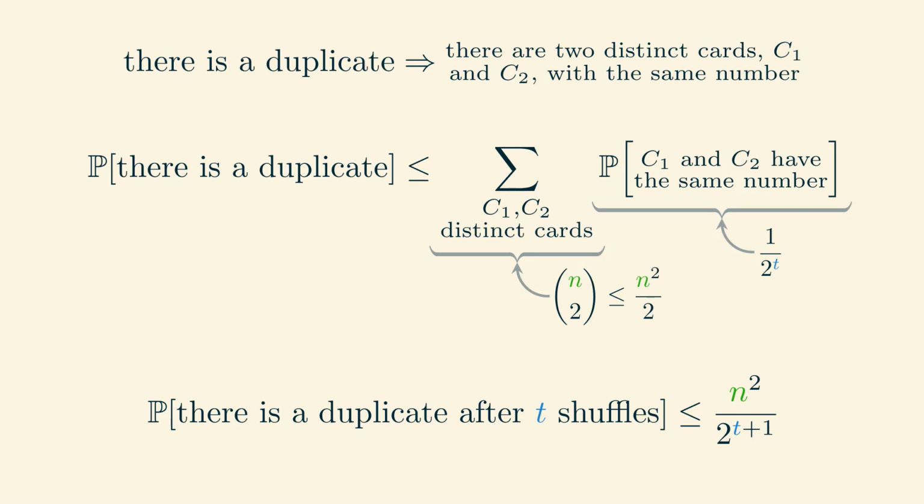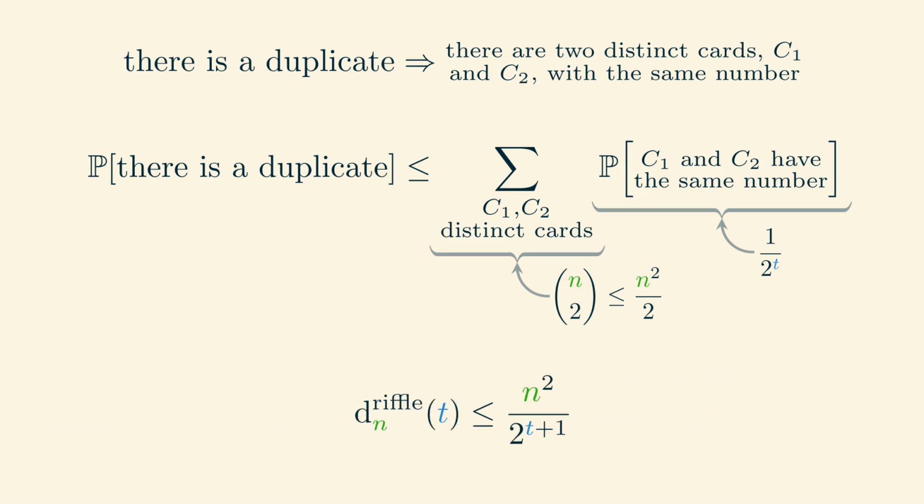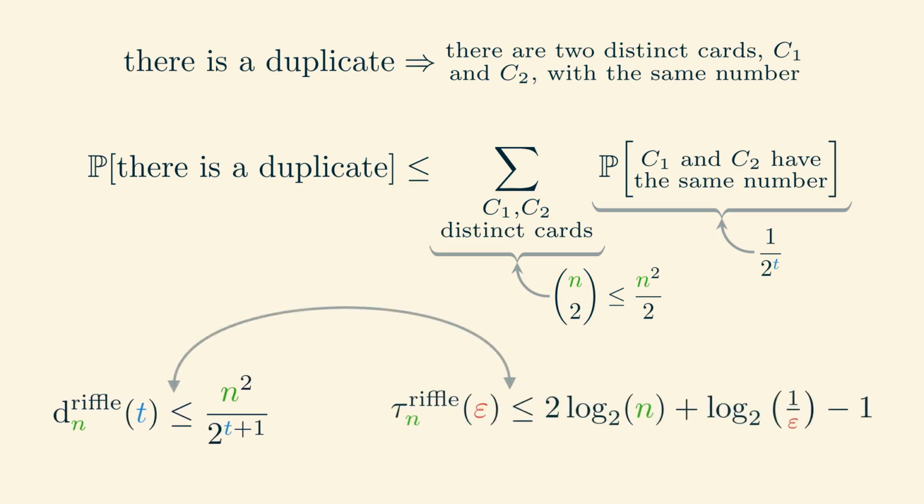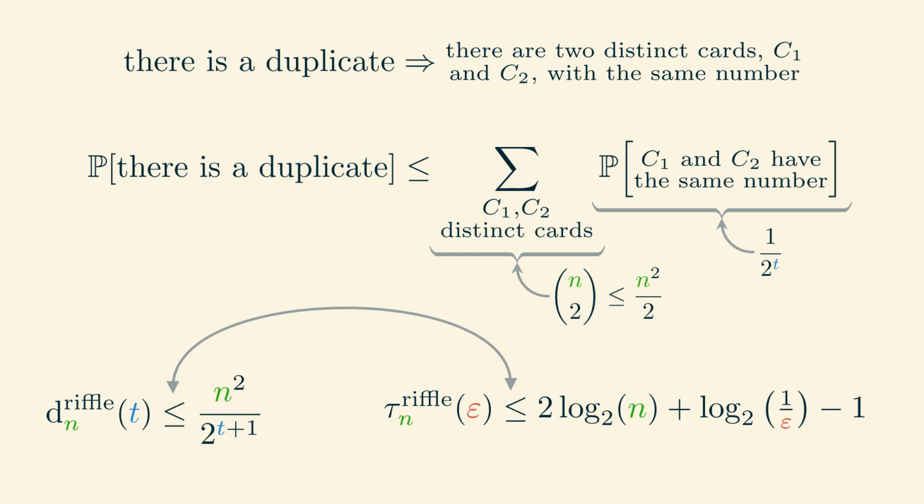So the probability that the two decks have not yet reached agreement by time T is at most n squared over 2 to the T plus 1, and this means that the distance after T riffle shuffles is at most n squared over 2 to the T plus 1. Turning this around again, we find that the mixing time of the riffle shuffle is at most 2 times log base 2 of n plus log base 2 of 1 over epsilon minus 1.